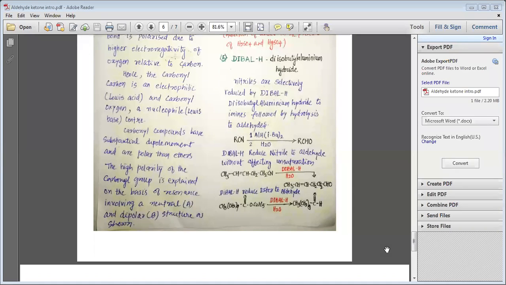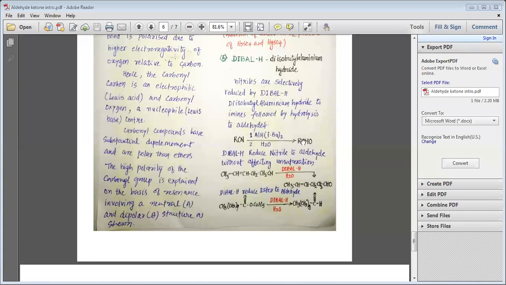Let us revise what we have studied yesterday. We have seen the various methods for the preparation of the aldehydes and ketones. We have studied about the DIBAL-H. The full form of DIBAL-H is diisobutyl aluminum hydride. This DIBAL-H converts nitriles to the aldehyde.